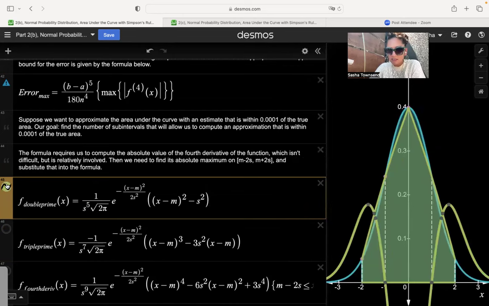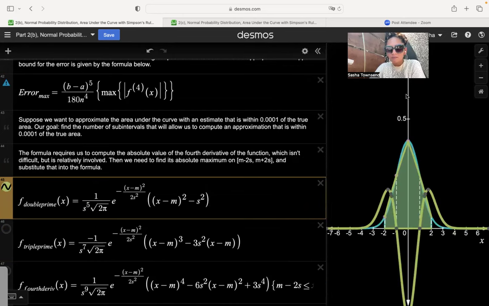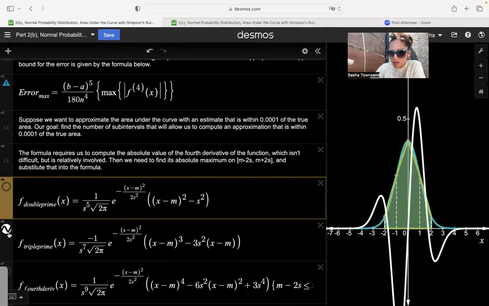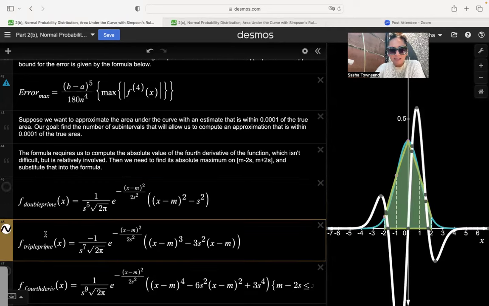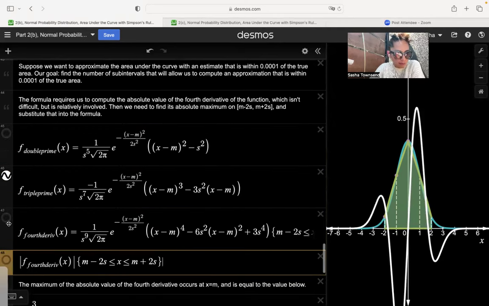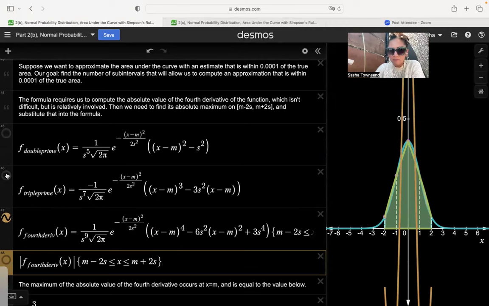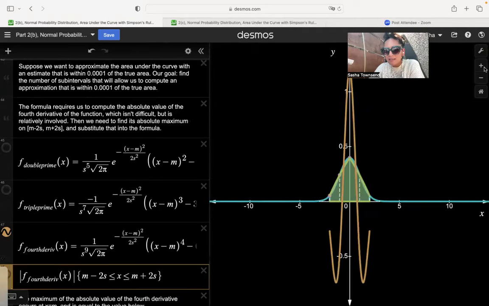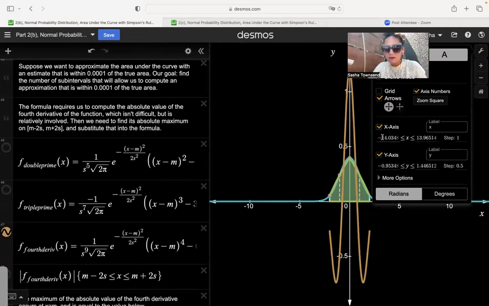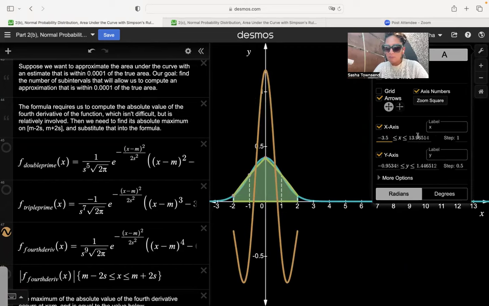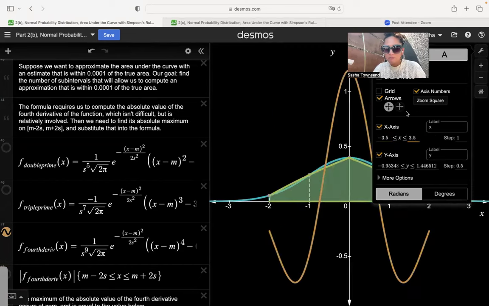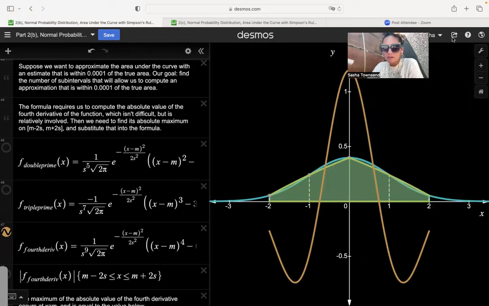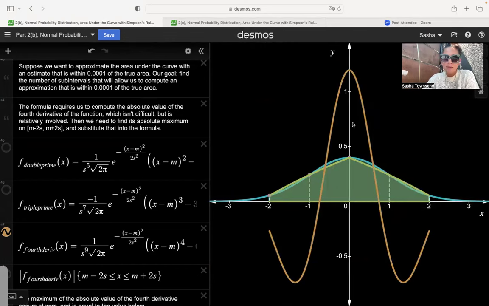So here's our second derivative, and there's our third. It's kind of cool. Then we look at the fourth derivative, and let's look at this for a smaller range of x values, from negative 3.5 to 3.5. We see we have a maximum at the mean, and in this case, the mean is 0.